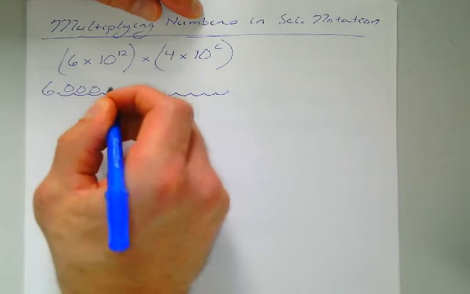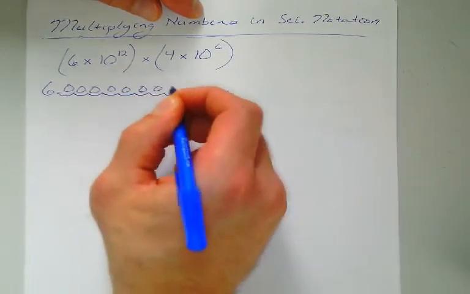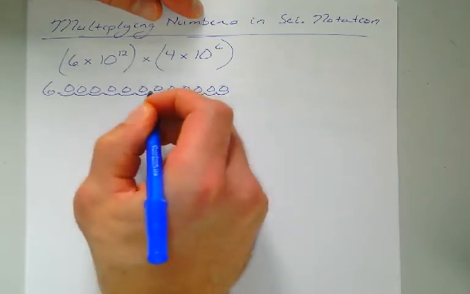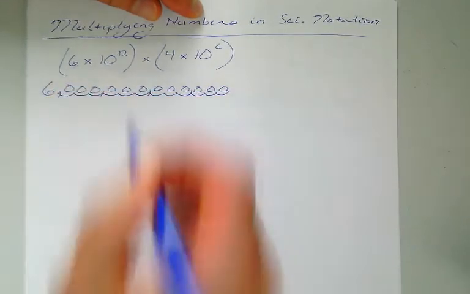1, 2, 3. This is a gigantic number. I wish my bank account was like this. Holy moly. That's huge. All right.